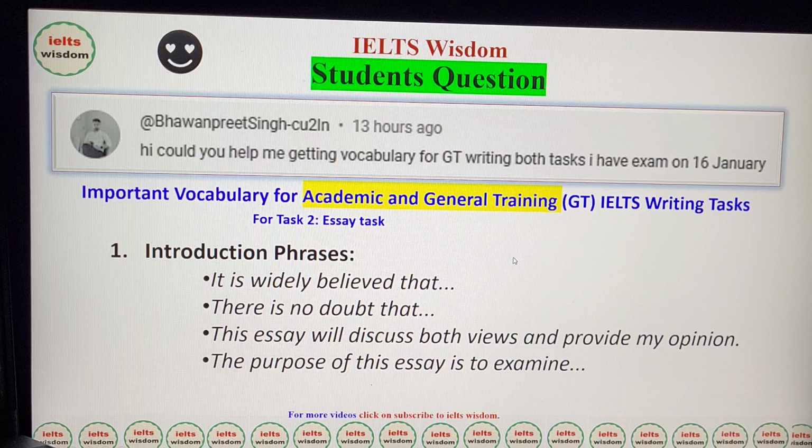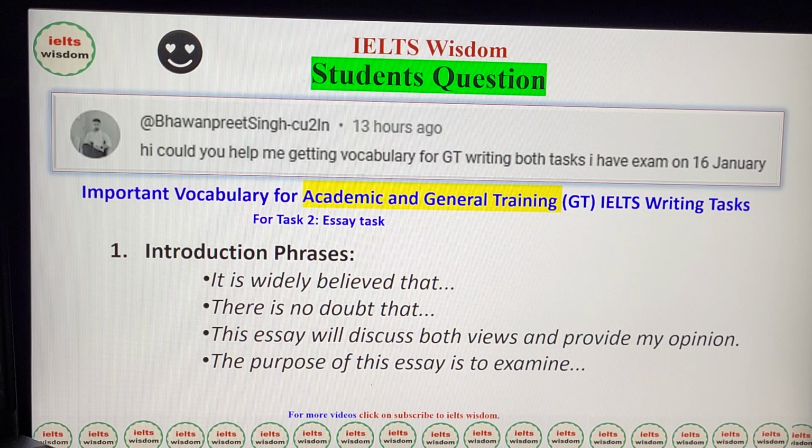So how to open your essay? Introduction phrases, okay? When you start with introductory phrases, you can start like, it is widely believed that... Nowadays, for example, the topic is global warming. When you are talking about beliefs, you can start with it's widely believed that, or there's no doubt that global warming is affecting the earth, right? At this point everybody is affected by global warming, right?